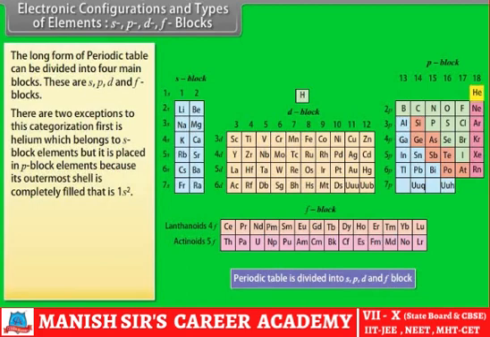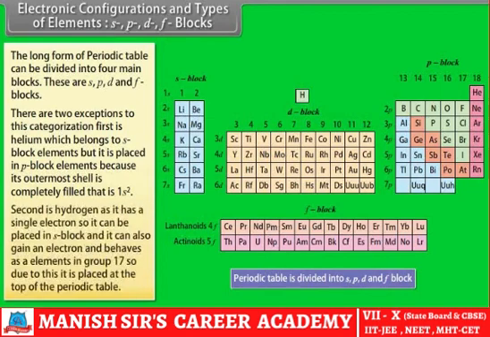First is helium, which belongs to s block elements, but it is placed in p block elements because its outermost shell is completely filled, that is 1s2. Second is hydrogen: as it has a single electron, it can be placed in s block, and it can also gain an electron and behave as the elements in group 17. So, due to this, it is placed at the top of the periodic table.